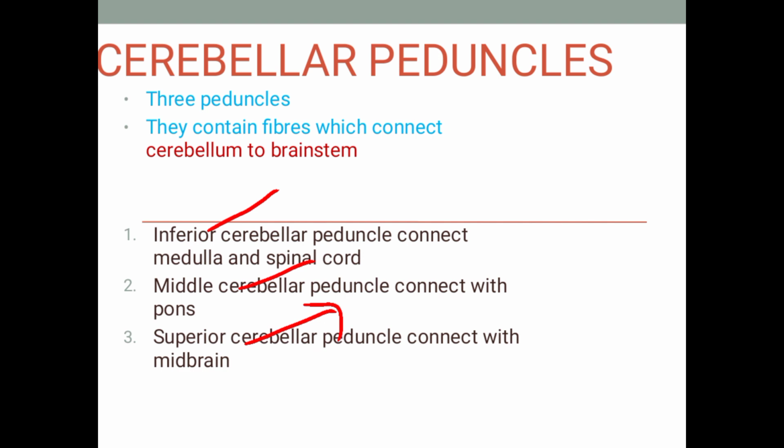The inferior cerebellar peduncle connects the cerebellum to the medulla and spinal cord. The middle cerebellar peduncle connects the cerebellum to the pons. The superior cerebellar peduncle connects the cerebellum to the midbrain.